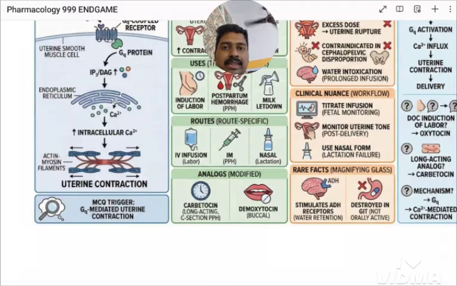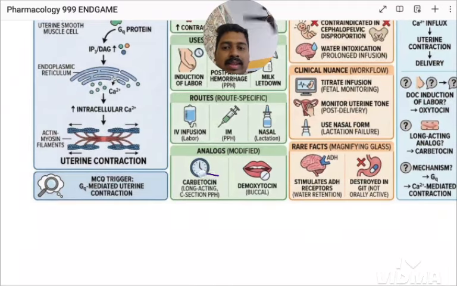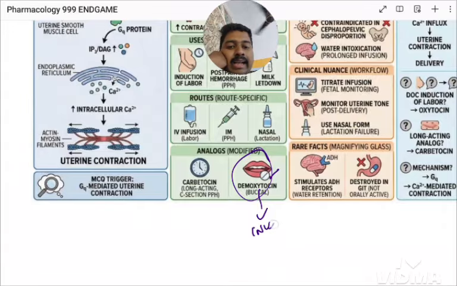Okay, so which are the types of oxytocin? Synthetic oxytocin. One is carbetocin. Okay, it is long acting and it is used for PPH. Okay, so carbetocin is used in C-section. You can remember it as C for C. And next is demoxytocin. So this is an oxytocin that can be given by the buccal route. Okay, so this can be asked in your INICET, because this is a recent update, can be asked in NEET also.